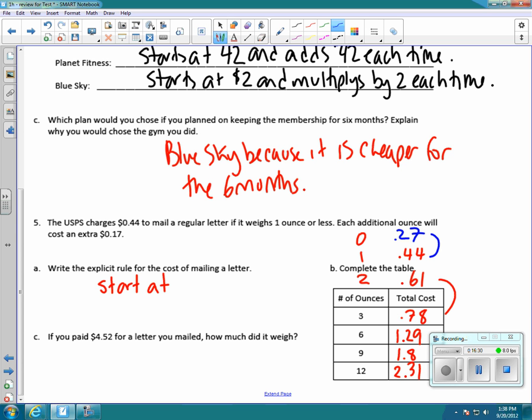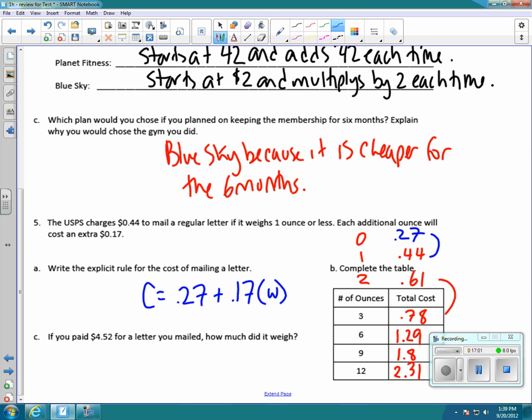So now we can go ahead and write our explicit rule. Our explicit rule is going to follow our recursive description that we have right here. The starting value, or the cost, I'm going to say the cost, is 0.27. That's the minimum it could be according to our pattern, plus 0.17 times the ounces. And so I'm going to say W for weight. That's why I'm going to put W. So 0.17W.